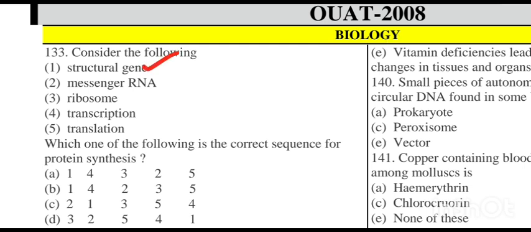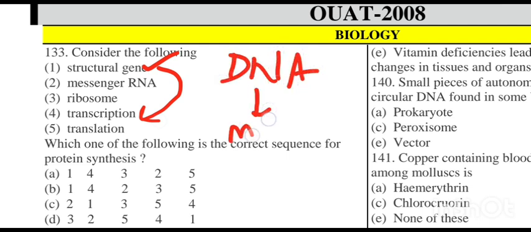So at first structural gene should be present there. Next after that there will be transcription, that means formation of mRNA from DNA. So the process is called transcription. So after that messenger RNA is formed. Then the messenger RNA is transferred to ribosome. Then ribosome carries out the translation.